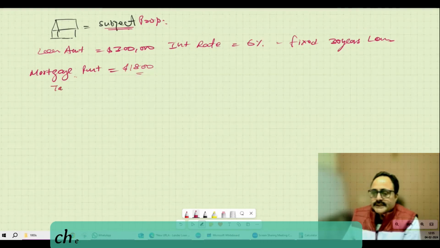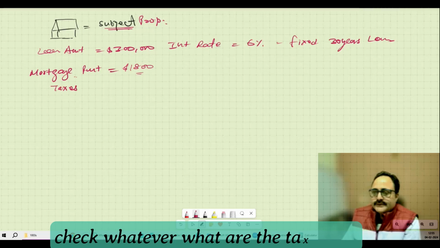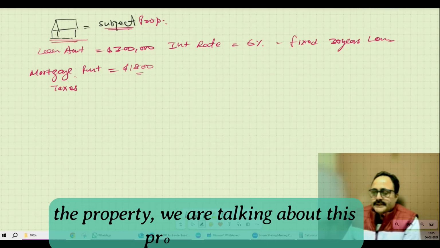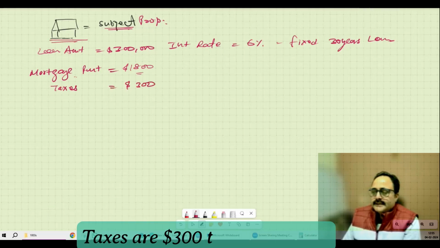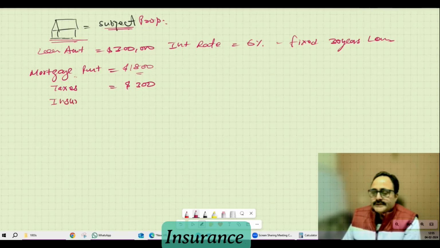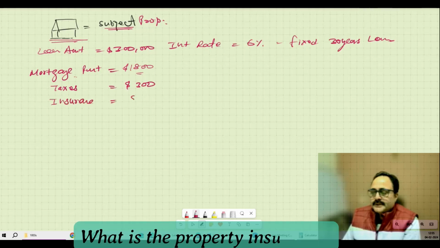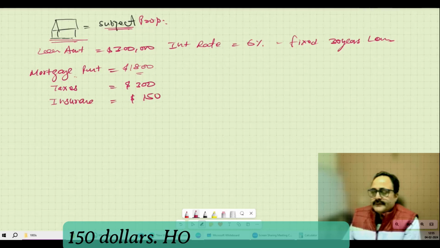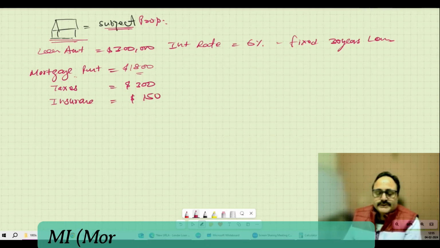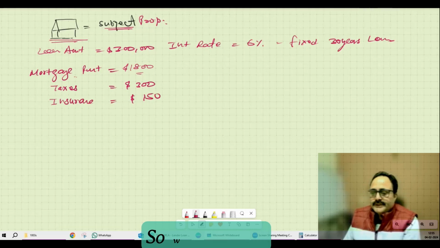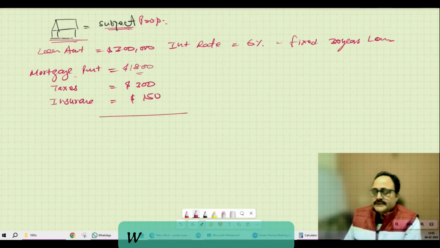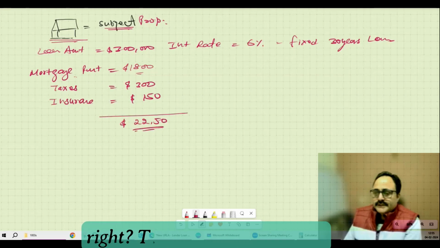Then I need to check what the taxes are for this property. Taxes are $300. Then insurance. What is the property insurance? Property insurance is $150. HOA, there is no HOA. MI, there is no MI. So we are good. These are the three expenses. What is the total? $2,250. Right? These are my payments.